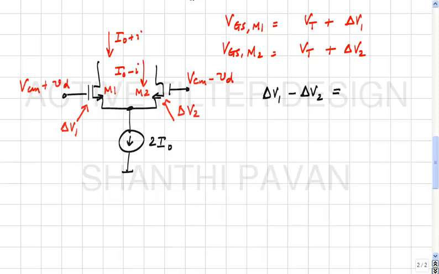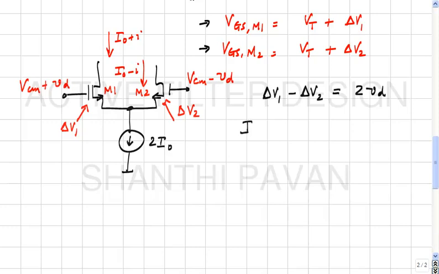Delta V1 minus delta V2 is nothing but VGS of M1 minus VGS of M2. What is VGS of M1 minus VGS of M2? It's 2 VD, that's very good. Alright. And the sum of the two currents?